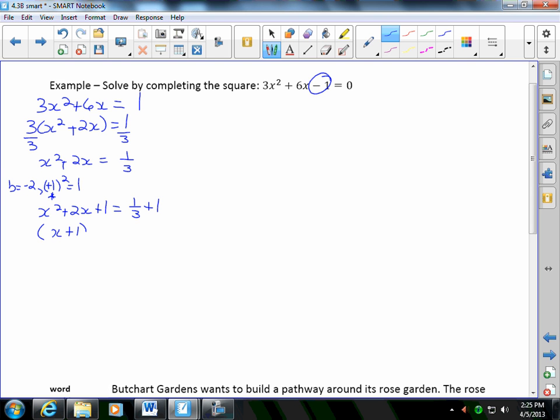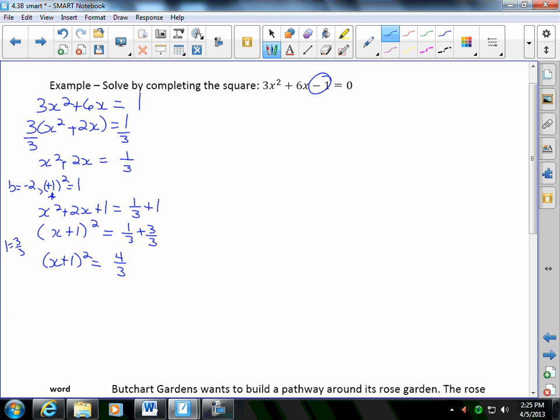So x plus 1 all squared is equal to 1/3 plus 1. So 1 is the same as 3/3. I'll just write that here. 1 is equal to 3/3. So I have 1/3 plus 3/3. So x plus 1 all squared is equal to 4/3.